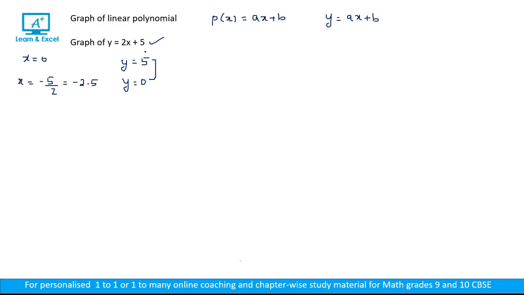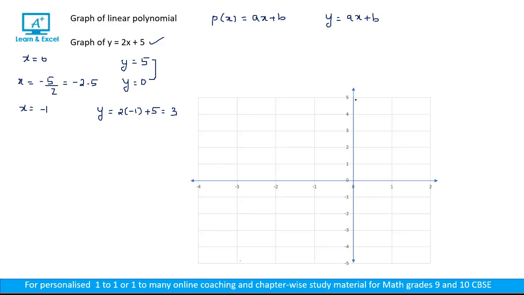But it is always a good idea to find 3 points, because if the points do not lie on the same line, then we will know that we have made an error while finding the points, which can be corrected. So now let us put x equal to minus 1. Then our y will be equal to 2 into minus 1 plus 5, which will be equal to 3. So now let us plot these 3 points on the graph.